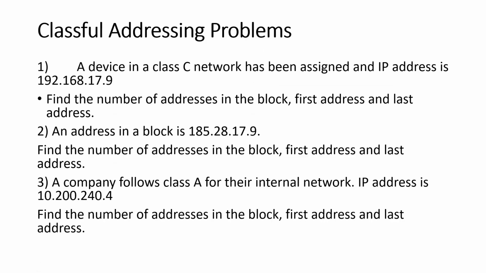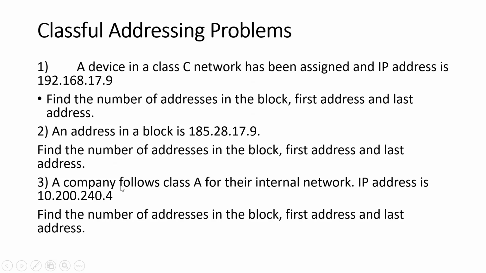Now we are going to discuss classful addressing problems. The first problem: a device in a class C network has been assigned the IP address 192.168.17.9. We are going to find the number of addresses in the block, the first address, and the last address. Likewise, for the second question, an address in a block is 185.28.17.9. Here also we find the number of addresses in the block, the first address, and the last address. And the third one: a company follows class A for their internal network, and the IP address given is 10.200.240.4. Here also again we find the number of addresses in the block, the first address, and the last address.